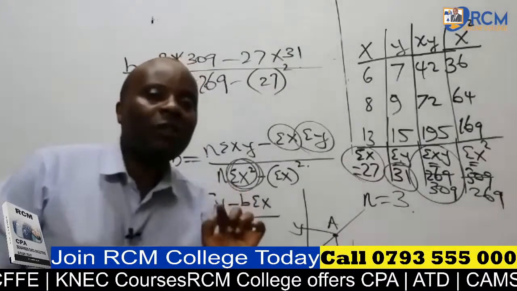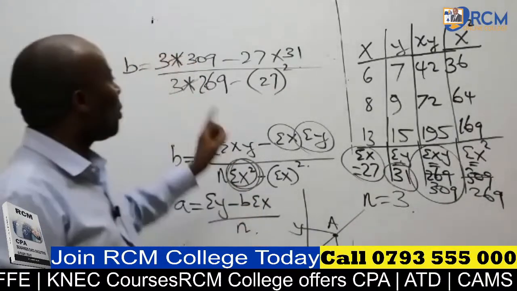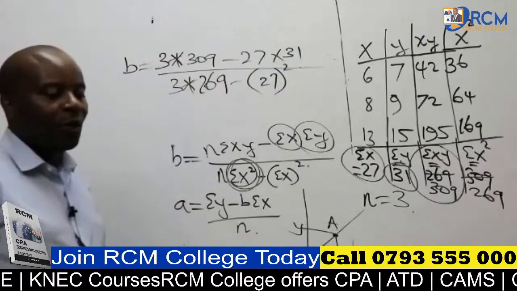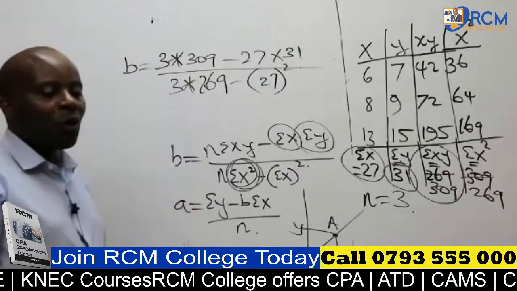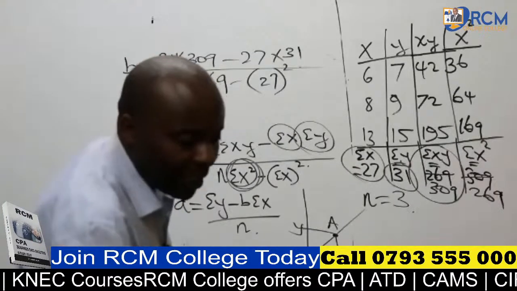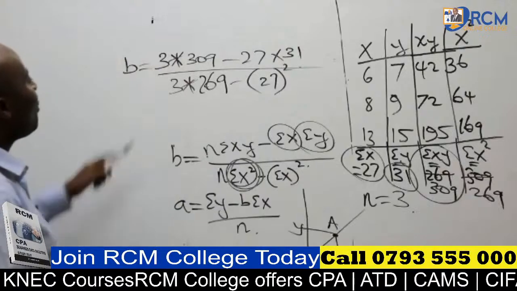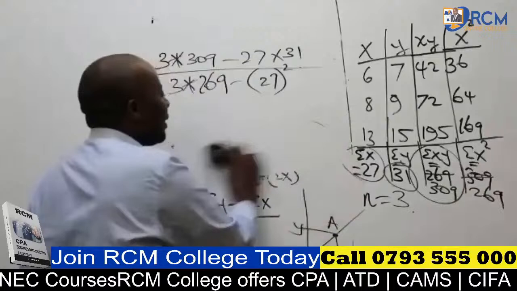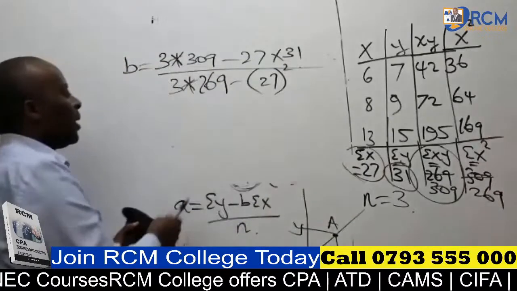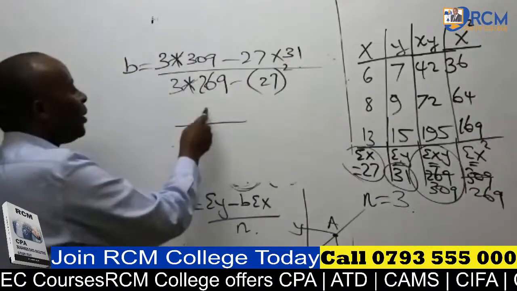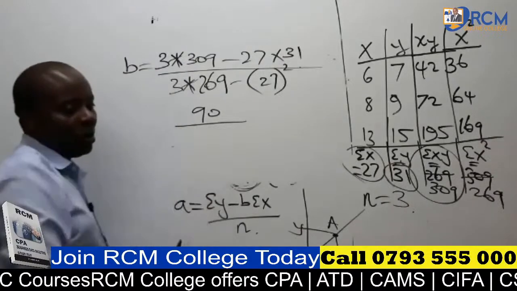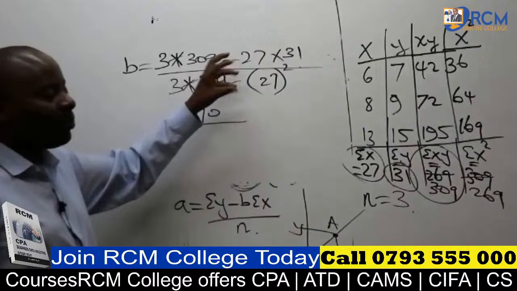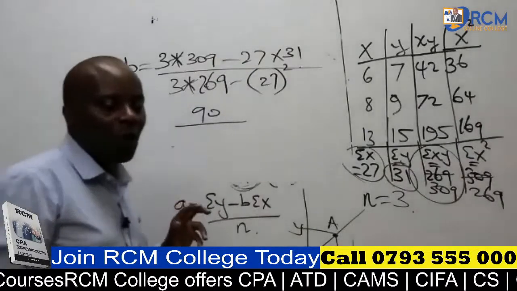Could you kindly do me a big favor and give me the value of the numerator? Please, using your calculator, give me the value of the numerator. According to Fatma Mohammed, it is 90. James Areba also says if you take 3 times 309 minus 27 times 31, the numerator is 90. Can a different student give me the value of the denominator now? Denominator is 3 times 269 minus open brackets 27 squared. 27 squared according to Fatma.